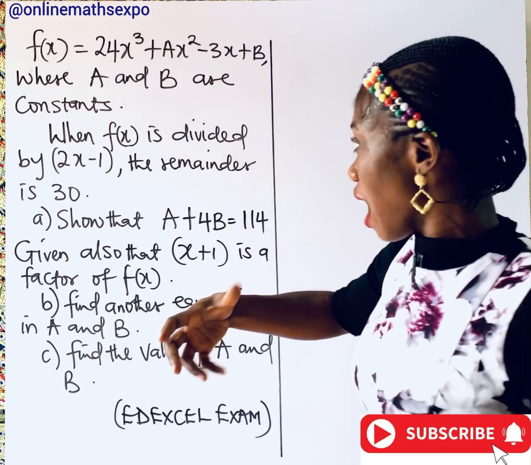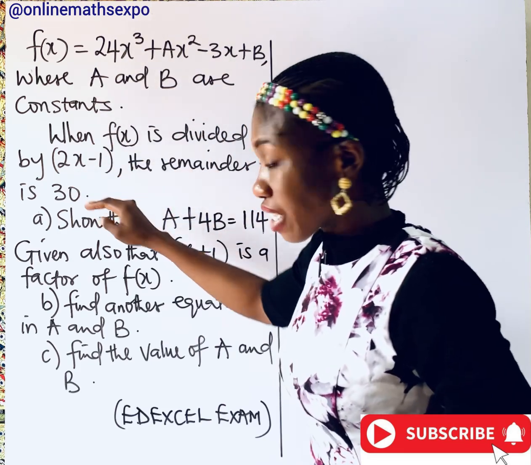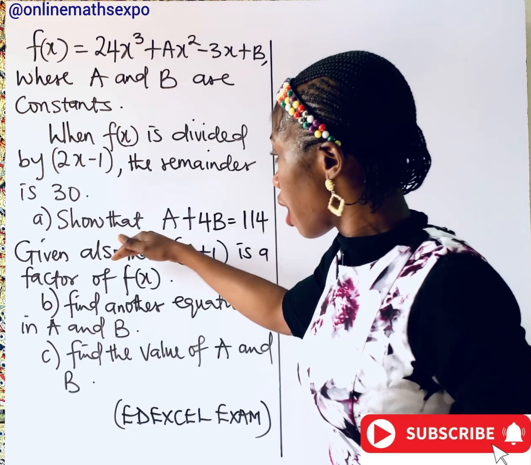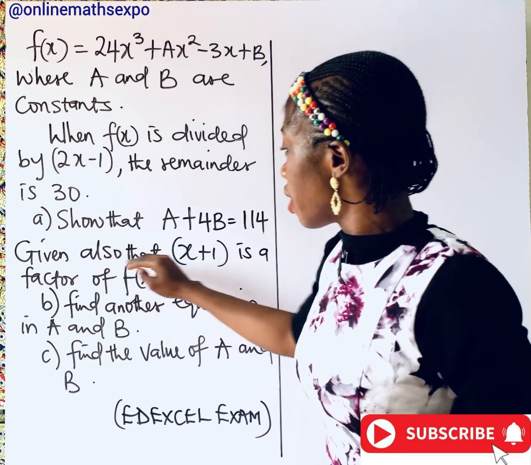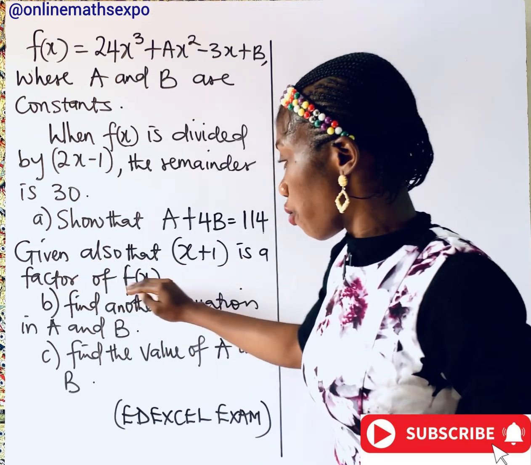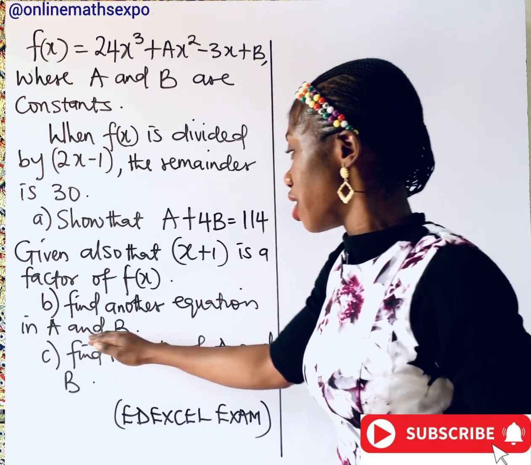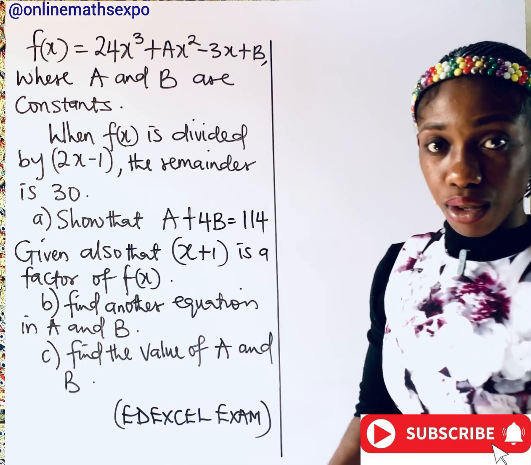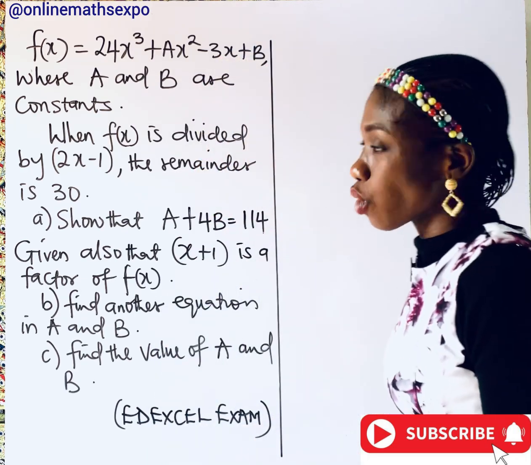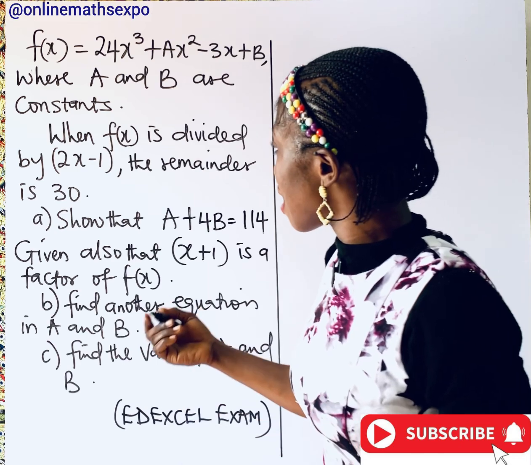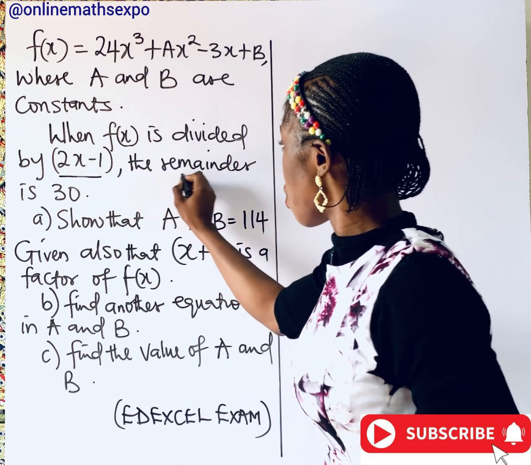Let's read down. We are told that when this function is divided by this, the remainder is 30. Now, if you read down, we are asked to show that this is equal to this. Then, given that this is a factor of this particular function also, we are asked to find another equation in A and B and then find the values of A and B. Now, let's do this together, okay? So, to answer this, what do we do? We have heard that the statement said, when this function is divided by this, the remainder.